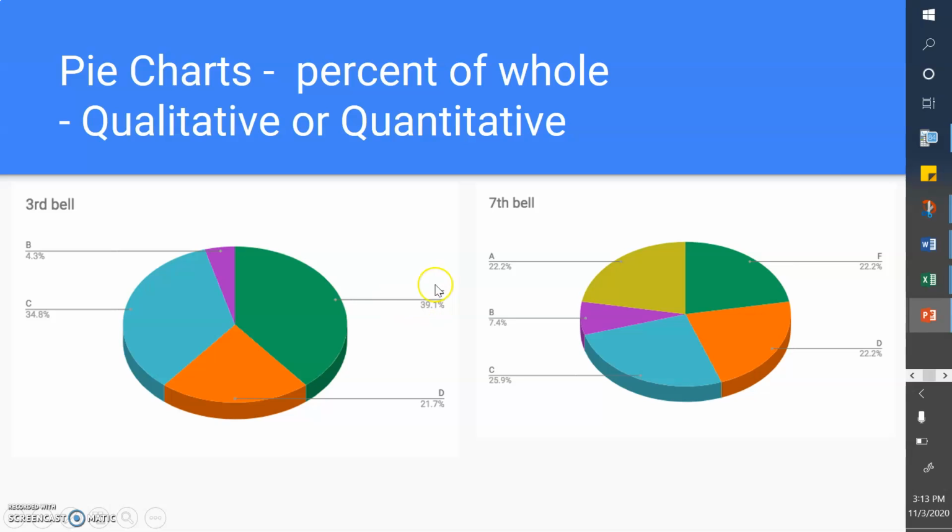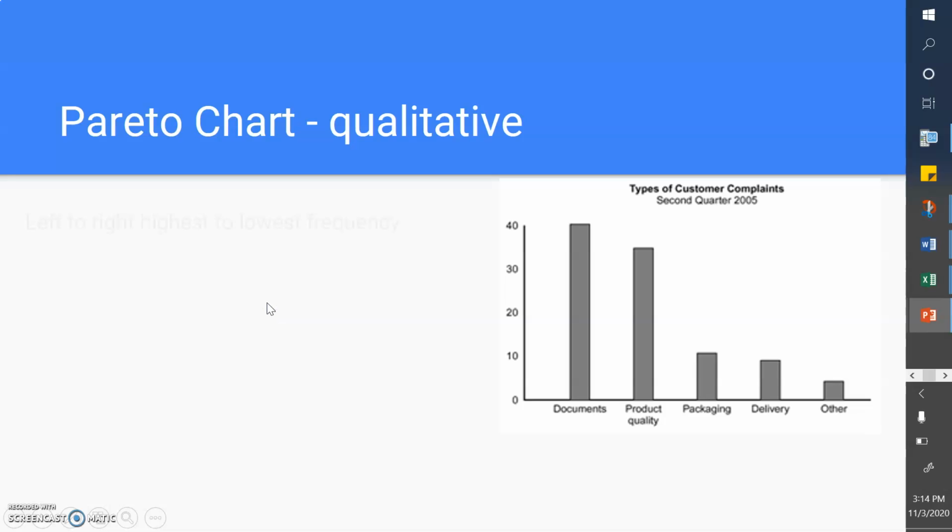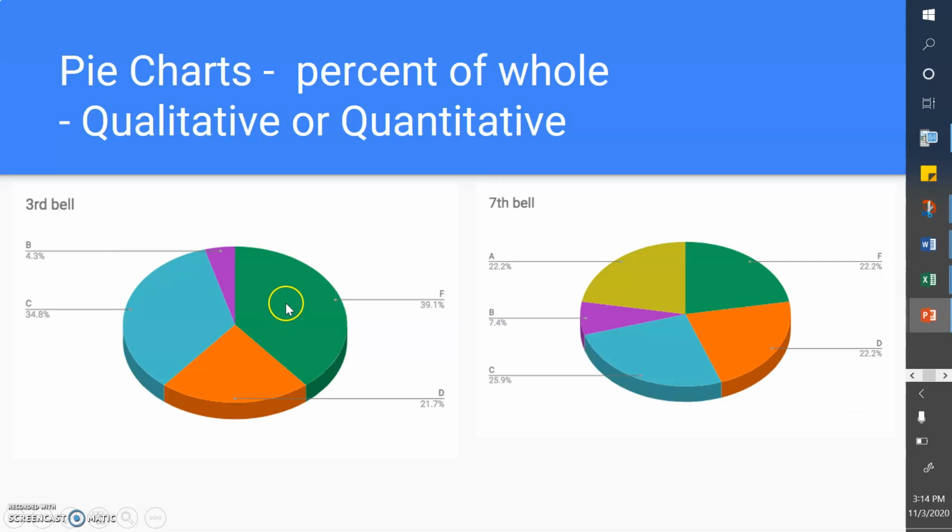But 39% of that class got an F. That does not mean 39 students, right? So this may have just been a smaller group of kids. They may have had less F's than the other class. This class maybe had 5 F's, and this class maybe only had 2, right? So it's hard to tell when you're looking at percentages of separate groups and be able to compare them.